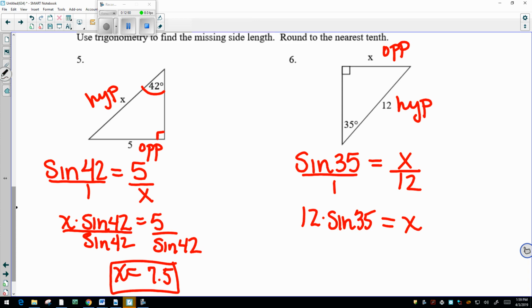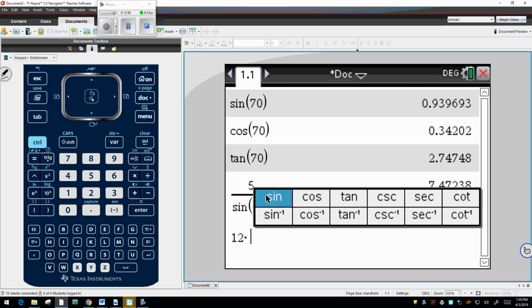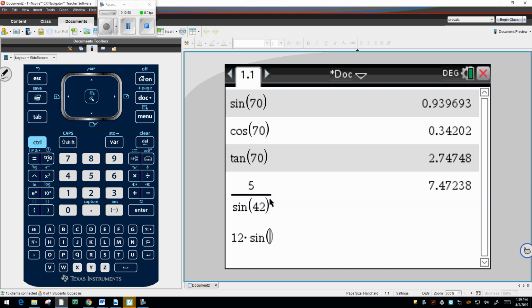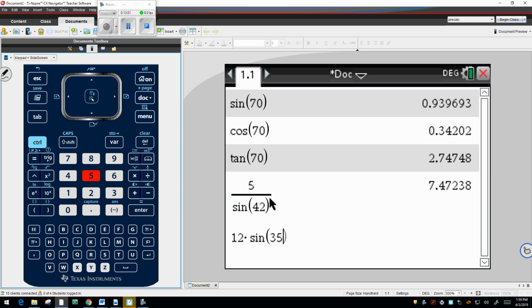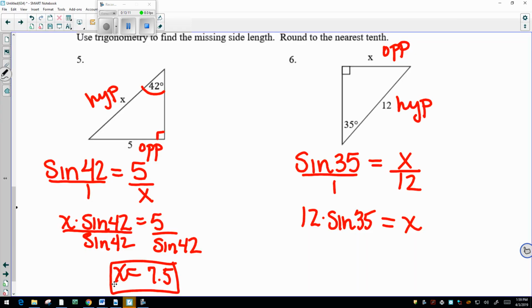Okay, so we're going to grab our calculator and type that in. So we have 12 times sine 35, and we press enter. Nearest tenth, so this gives me 6.88, so that 8 bumps it up. I get 6.9 for a final answer. So I can tell you here, x is equal to 6.9. So we just found the side length of your triangle. We're going to do more of this in class.